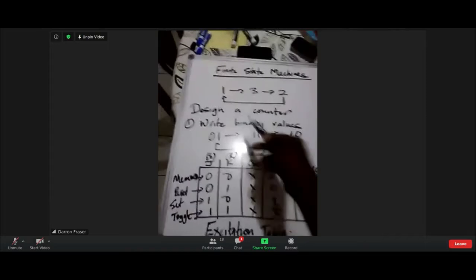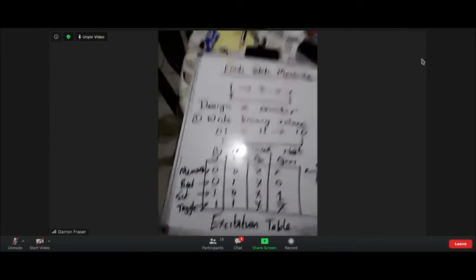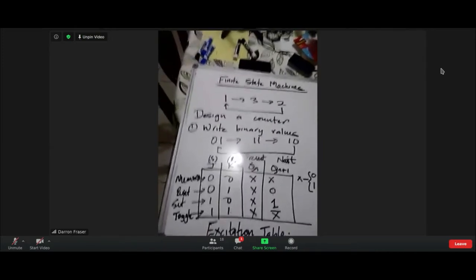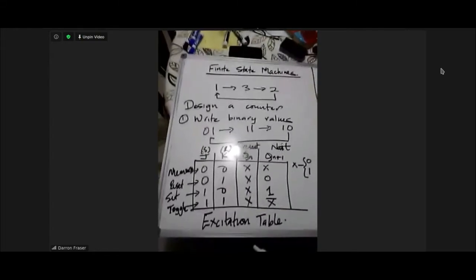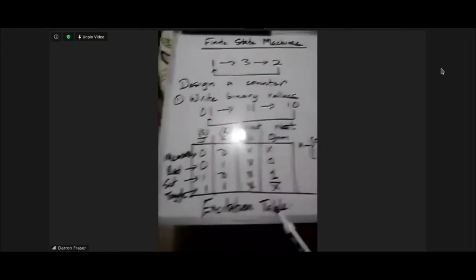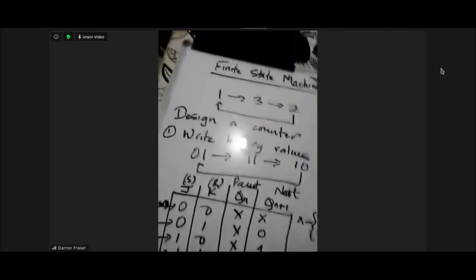Now, to do our little design here, 1, 3, 2, 1, we need to rearrange this table. We don't want the excitation table. We need what is called a characteristic table. So let's bear that in mind. I was writing these things first to establish something, and then we can proceed.